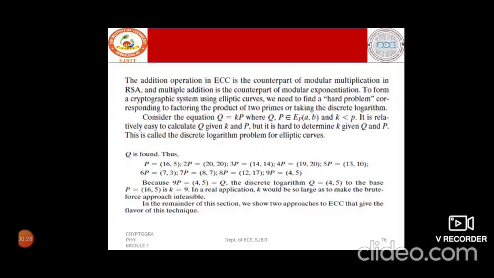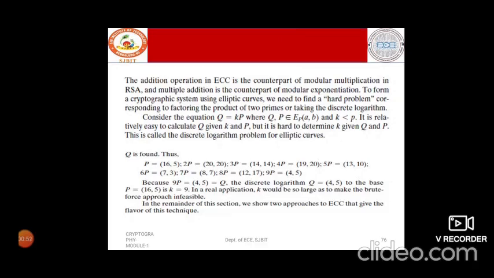Like, we need to find a hard problem corresponding to factoring the product of two primes or taking the discrete logarithm. Consider the equation Q is equal to kP, where Q, P belong to EP of a comma b and k less than p. It is relatively easy to calculate Q given k and P, but it is hard to determine k given Q and P. This is called the discrete logarithm problem for elliptic curves.